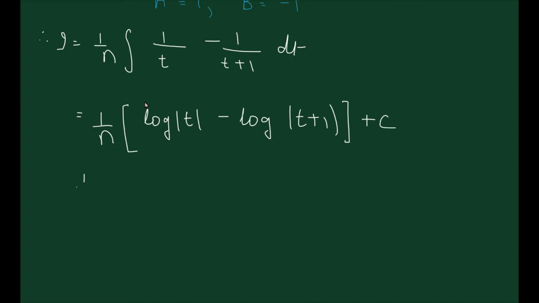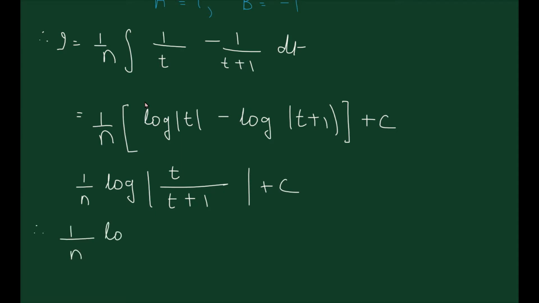Now combining both these logs, we get 1 upon n log of t upon t plus 1. And t is nothing but x raised to n. And therefore 1 upon n log of x raised to n upon x raised to n plus 1 plus c. So this is how the sum is completed.